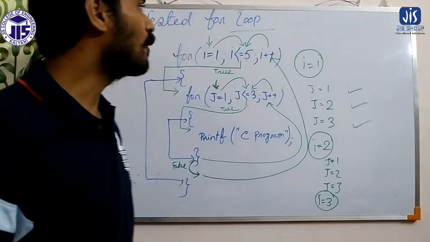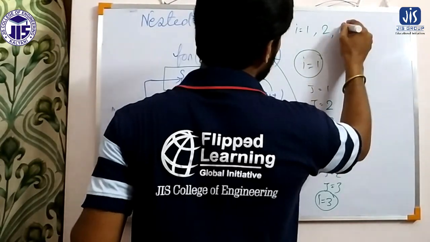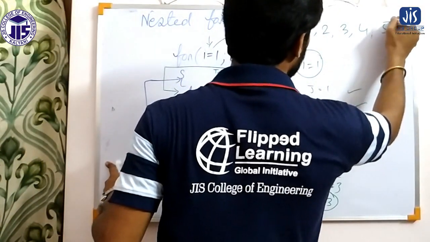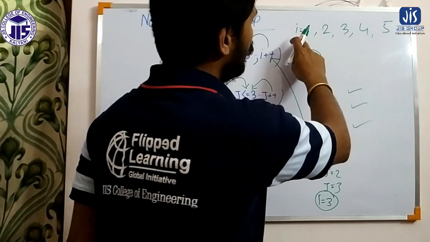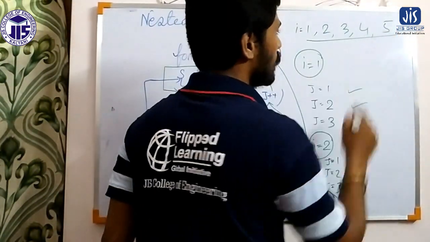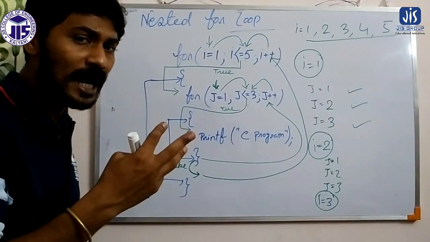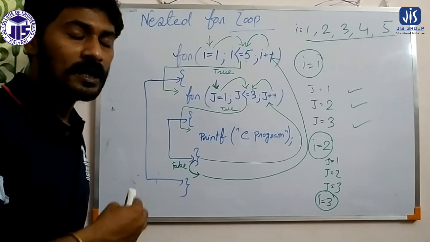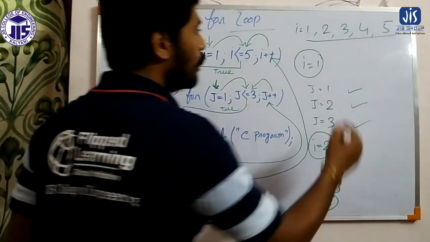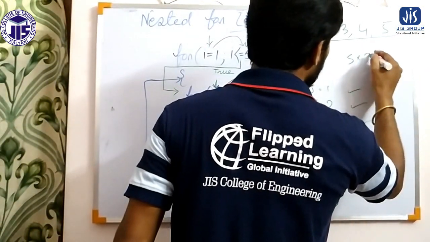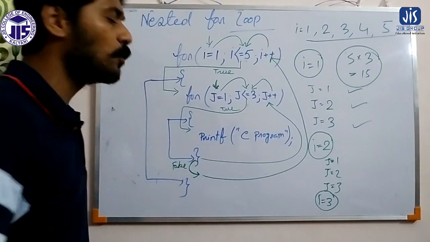In that way, the value of I will be 1, 2, 3, 4 and 5, because the condition is I less than equals to 5. So the outer for loop will execute 5 times. And the inner for loop will execute 3 times for each value of I. So from here we can say the total of 15 times this printf statement will get executed.